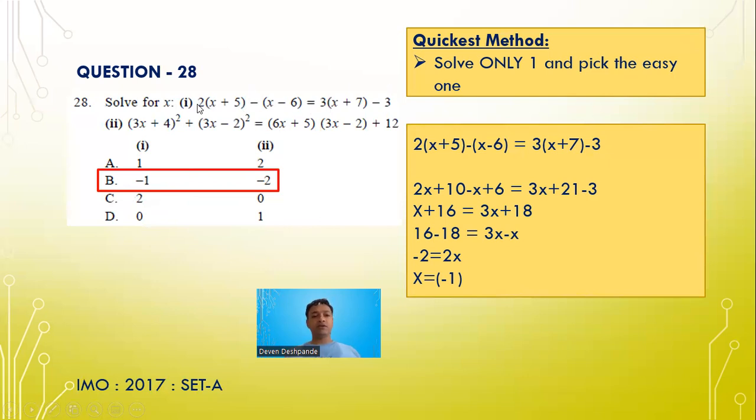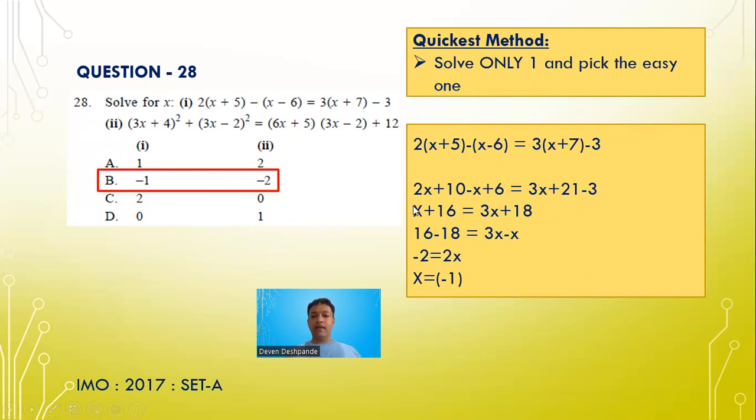Which is the easier equation? Equation 1 is an easier equation, isn't it? 2 into x plus 5 minus x minus 6 is equal to 3 into x plus 7 minus 3. So 2x plus 10 minus x minus minus is plus 6 is equal to 3x plus 21, 7 3s are 21, minus 3, isn't it? So 2x minus x is x and 10 plus 6 is 16. So x plus 16 is equal to 3x plus 21 minus 3. What is 21 minus 3? It is 18, isn't it?